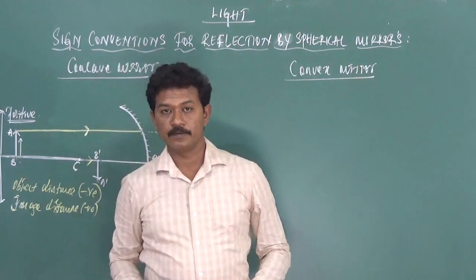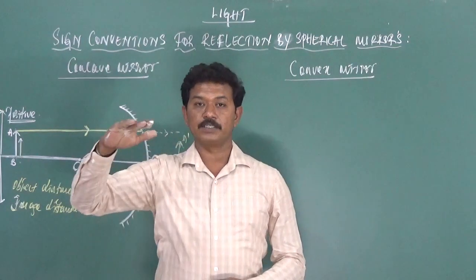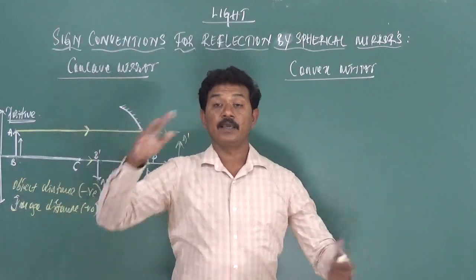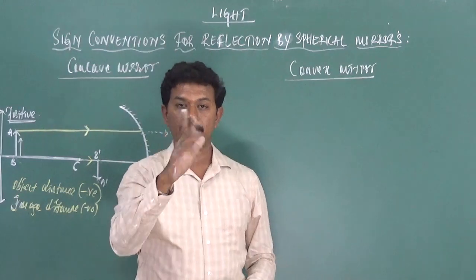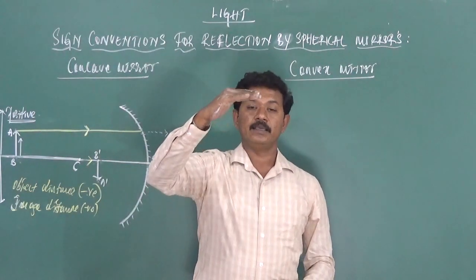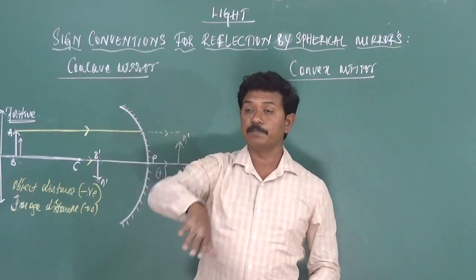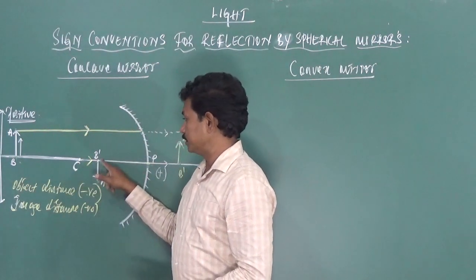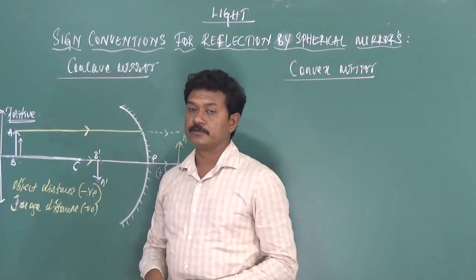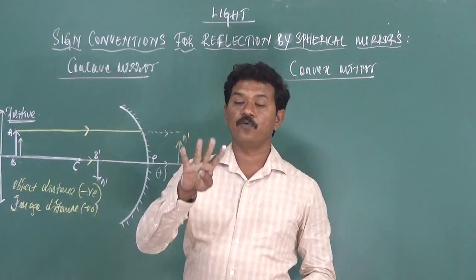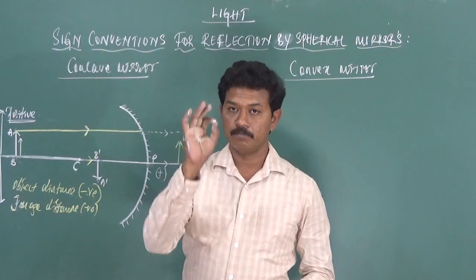Three statements are over. I will go with the 4th statement. If you are measuring the height of the object, height of anything above the principal axis, then that height will be positive. And if you are measuring the height of the image which may be formed below the principal axis, then the value of this height will be negative. So these are the very important 4 sign conventions for concave mirrors.